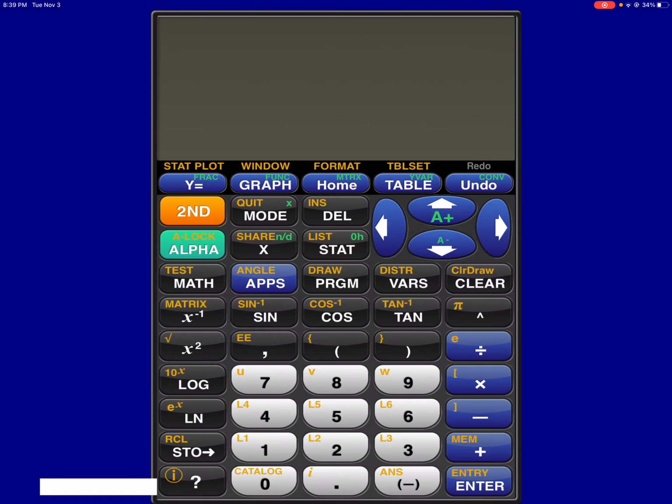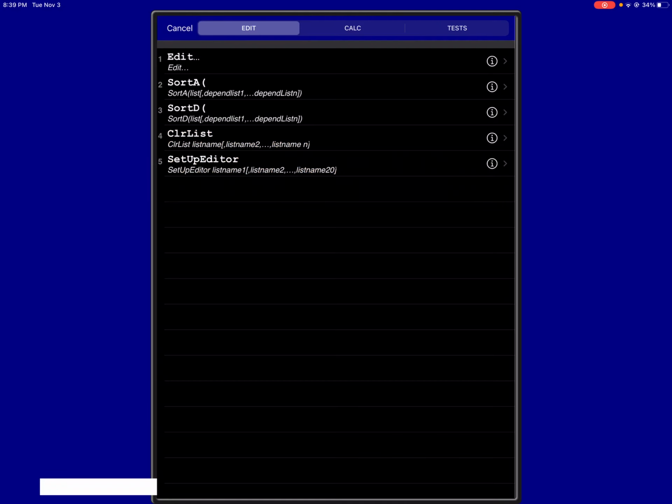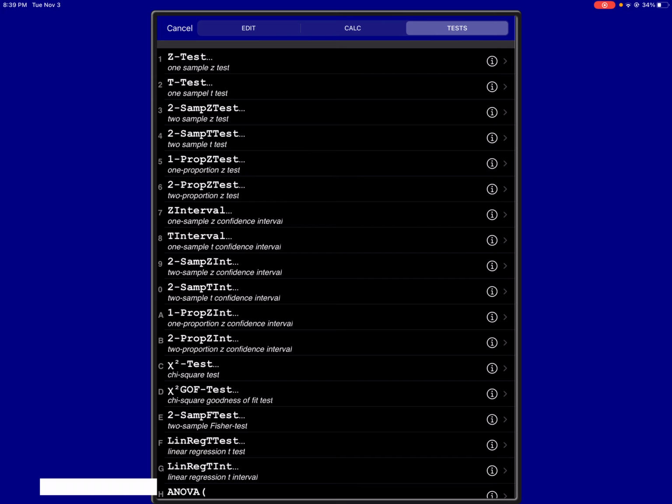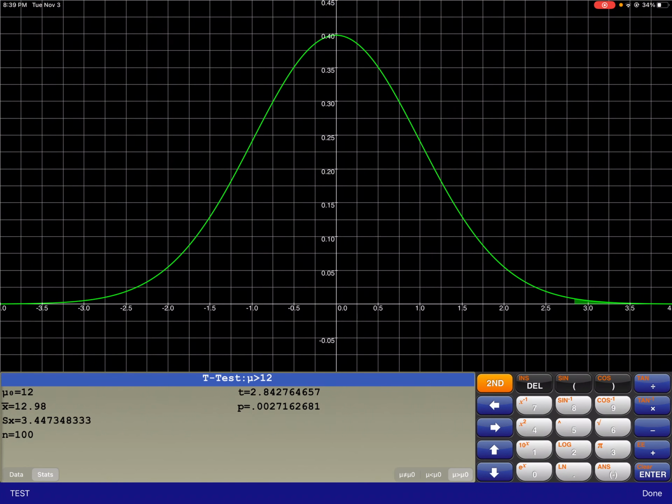So let me hit done. So t-test is right under z-test. If I go to stat, test, the number 2 is t-test. And again, this has the same option. I can do data or I can do stats. Since I'm doing the not equals, I want to go ahead and click that right away. So I'm done with it.